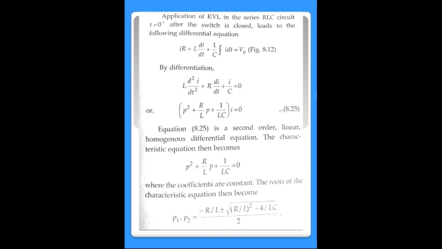The roots of the characteristic equation, P1 and P2, are given as minus R/L plus or minus the square root of (R/L)² minus 4/LC, divided by 2. The simple formula is minus B plus or minus the square root of B² minus 4AC, divided by 2A.